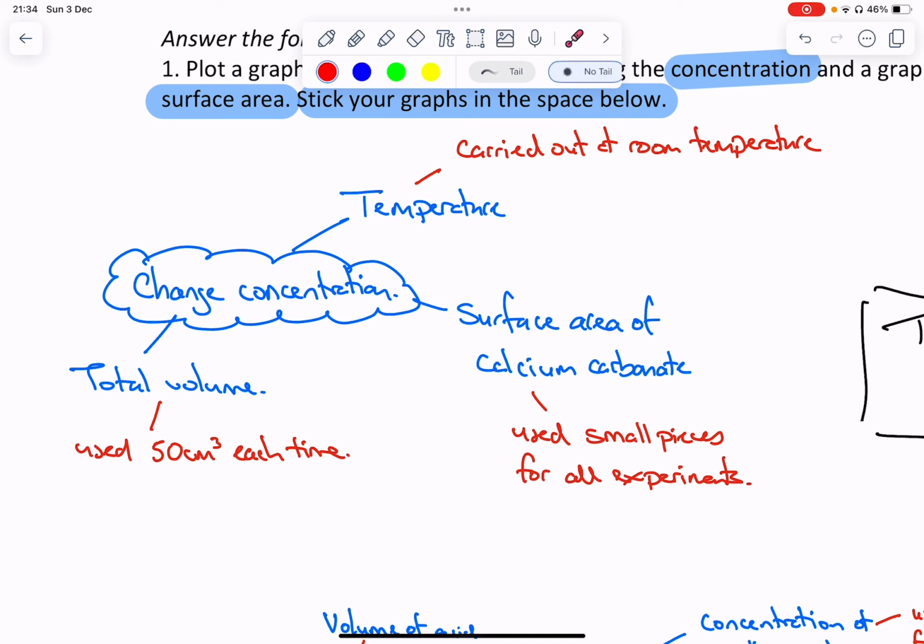The second variable that we kept the same was the surface area of the calcium carbonate, so we used the same size pieces. In each experiment we used small pieces because, again, we know if we change surface area, we will affect the rate of the chemical reaction. And the final thing we did, we kept the volume that we used in each experiment the same. In our experiments, we measured out 50 centimeters cubed because we know if we add more, we potentially change the chance of those particles colliding and reacting.